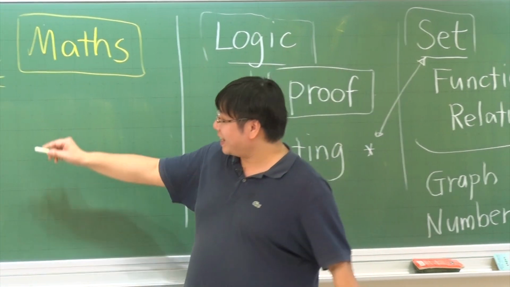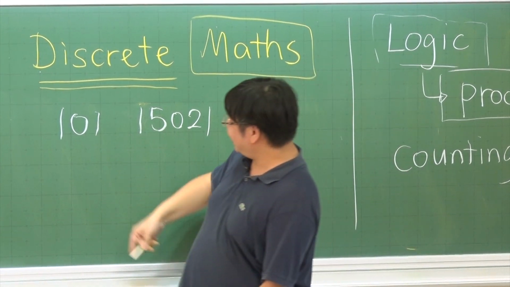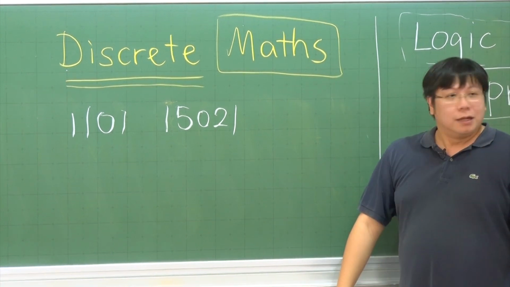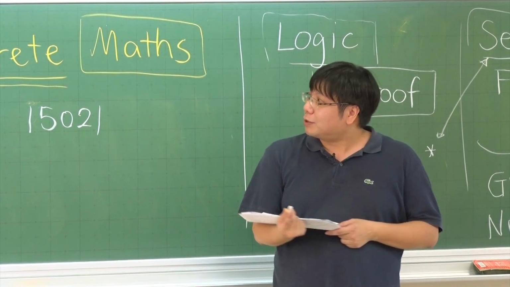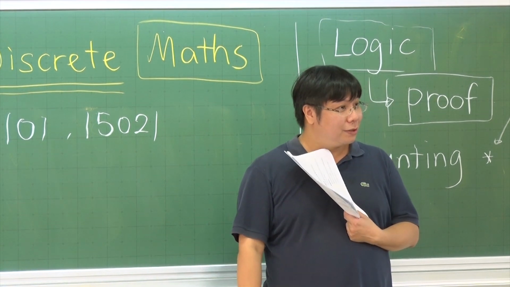15,021. Okay, very good. So this one, let me modify it a little bit. Let's say 1101 and then 15,021. A mathematical problem asks us to find out what is the greatest common divisor of these two.